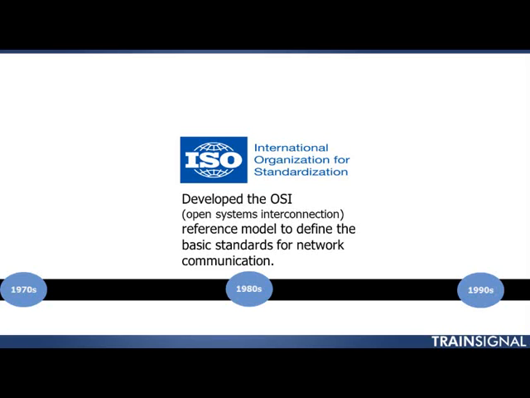So what they did was they developed the OSI, which appropriately does stand for Open Systems Interconnection. And the reason that they developed this model was to define the basic standards for network communication. And I will tell you that this is not something where this group of geeks just got together in a room and ordered some drinks and some lunch and walked away and said, bingo, we've got it. No, this took a number of years, and in fact, it actually wasn't until 1984 that the OSI model was officially released.